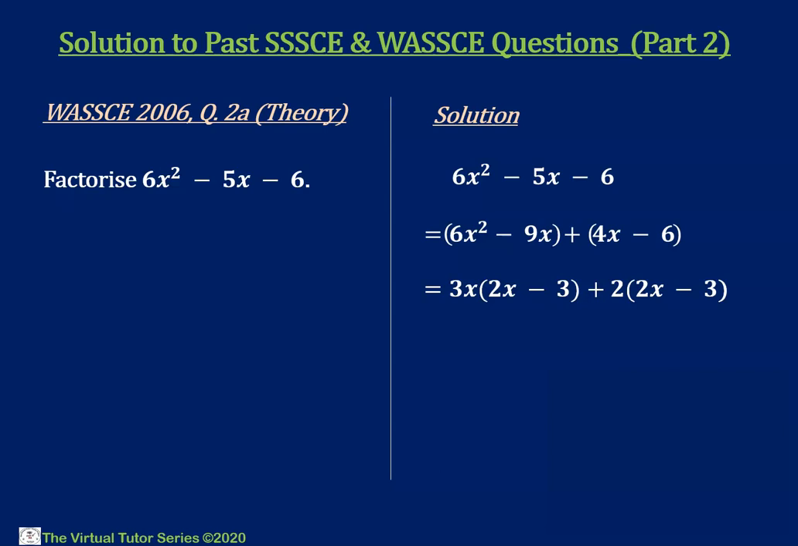At this point, we put the factors in brackets and set it against the common terms in the brackets. So we have into bracket 3x plus 2 as against into bracket 2x minus 3.